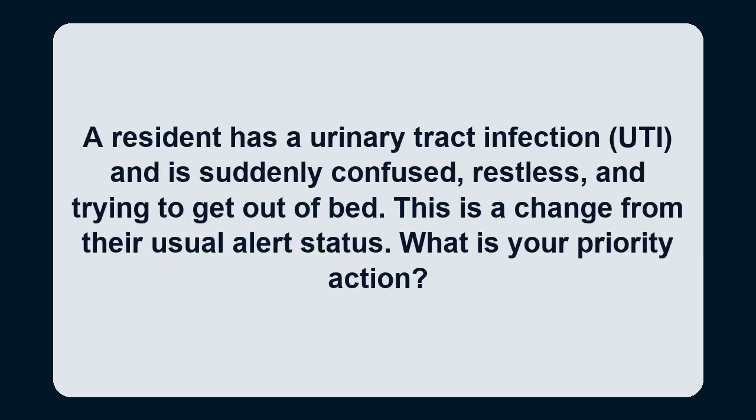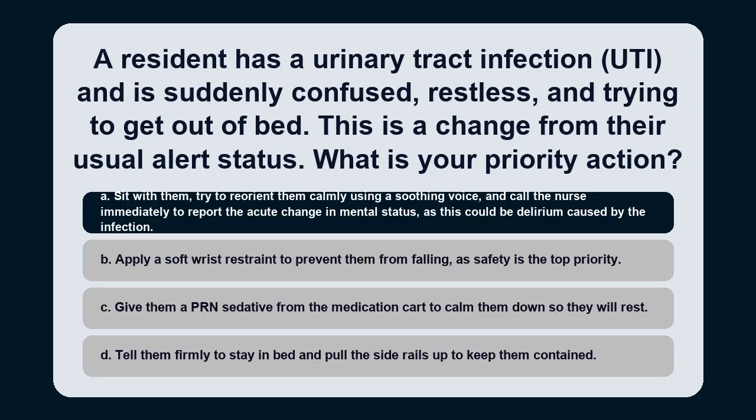Question 2. A resident has a urinary tract infection, UTI, and is suddenly confused, restless, and trying to get out of bed. This is a change from their usual alert status. What is your priority action? Option A. Sit with them, try to reorient them calmly using a soothing voice, and call the nurse immediately to report the acute change in mental status, as this could be delirium caused by the infection.